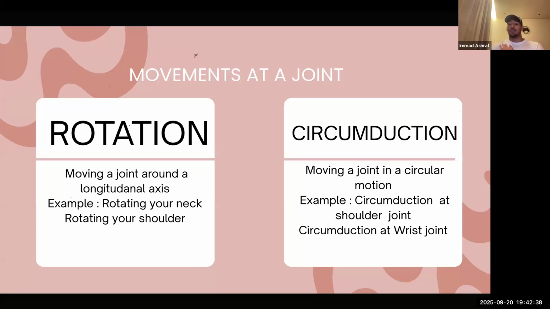Look, I'm moving in a circular motion, not rotation. Rotation is like this or like this. Circumduction is like this. It's a circular motion, kind of like a helicopter, or your wrist joint, right? This is circumduction of your wrist joint because I'm moving it in a circle, not towards the right or the left or along a longitudinal axis. That's rotation. So rotation is far more limited than circumduction.